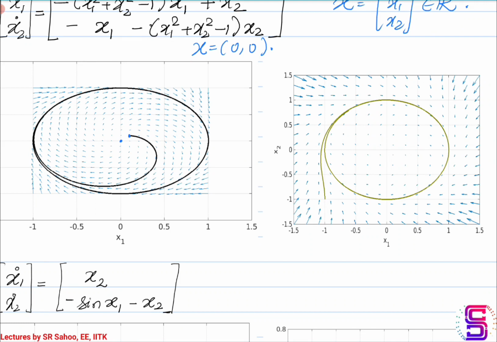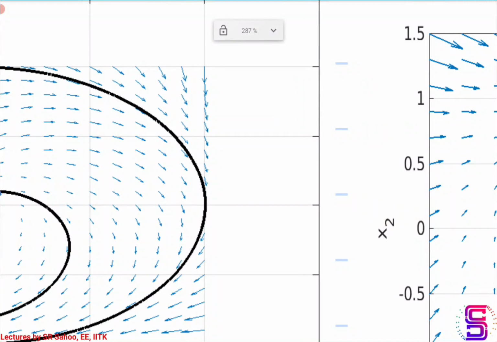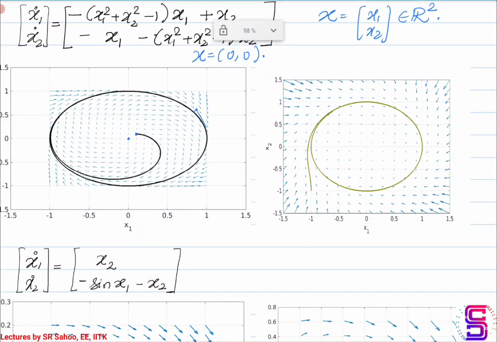Observe the region outside the circle. If you are already on the circle and due to some disturbance you move to some point here which is outside the circle, let's say you move here, because of the vector fields associated with points outside the circle, which are again pointing towards the circle, you will actually have a trajectory that will have a tendency to move towards the circle, but it will again reach the circle as time approaches infinity. It can come arbitrarily close to the circle and will move along the circle.